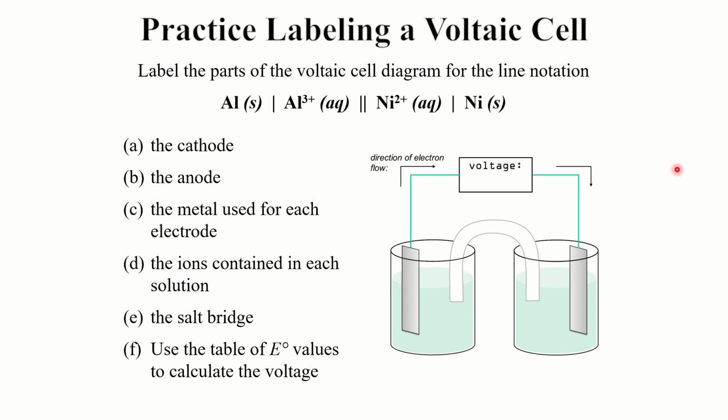All right, here's a question that I would like you to try. So I would encourage you to pause the video and maybe just write out a simple diagram on the notebook paper you're following along with, and see if you can label the parts of the voltaic cell diagram using the line notation and using this general diagram. So answer questions A through E by labeling this diagram. Then I would like you to again go back to that table with the reduction potential values, and calculate the voltage for this cell. So again, please pause the video and give these questions a try.